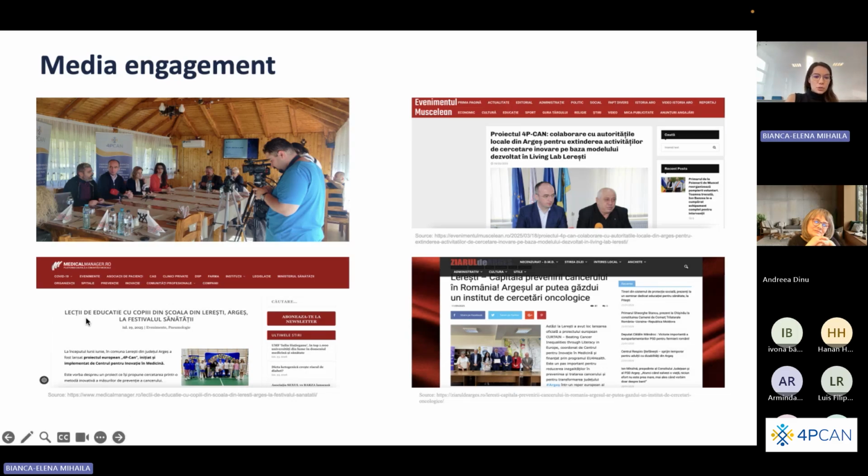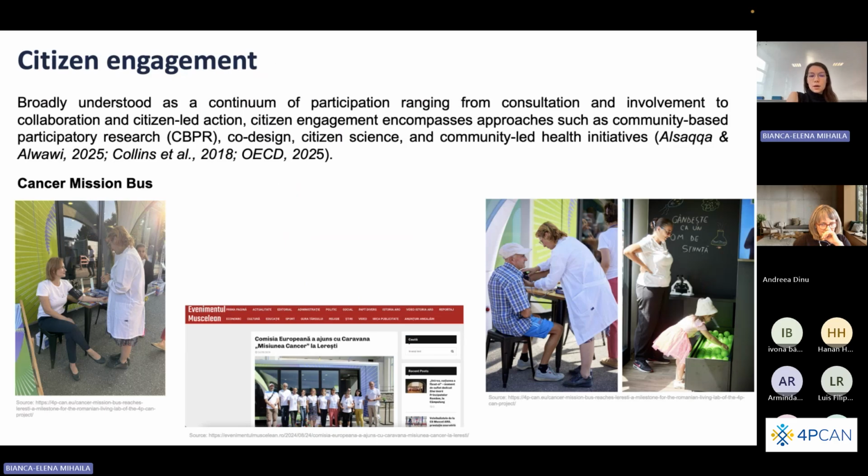Of course, we tried to cover the schools, and we collaborate a lot with the schools from Lerești and also with the local authorities. This is a nice event that took place in Lerești, the European Commission Cancer Mission bus, as a form of citizen engagement.